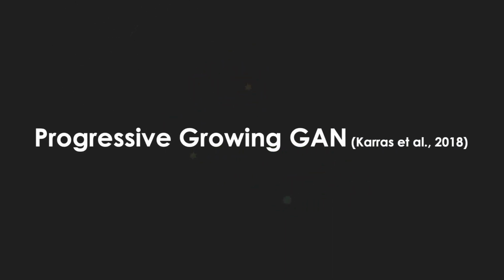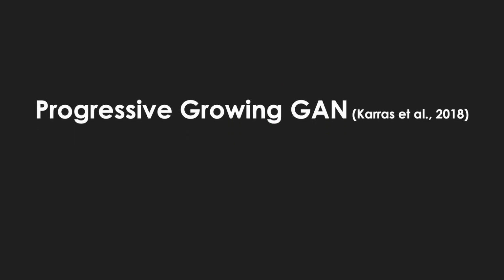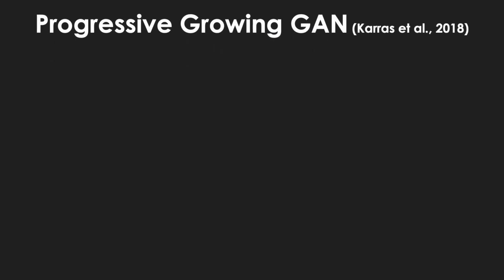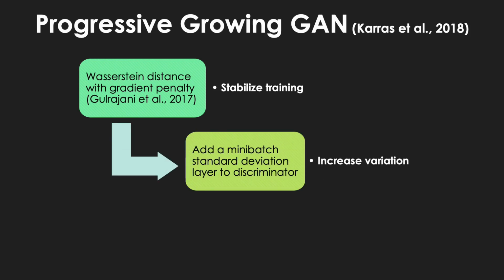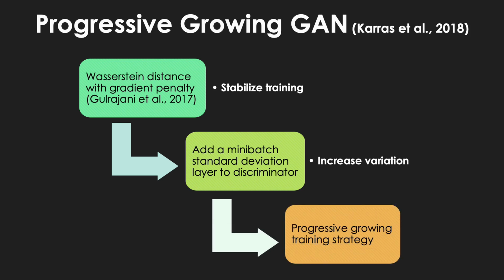Progressive growing GAN is thus proposed to conquer these problems. PGGAN achieves its best with three strategies. First, it adopts the proven optimal loss function for GANs, which is Wasserstein distance with gradient penalty, to stabilize the training process. Moreover, a mini-batch standard deviation layer is added towards the end of a discriminator, which increases the image variation. Last and most importantly, PGGAN employs a novel strategy to train a neural network, which is a progressive growing training strategy. As denoted here, the structure of the generator and the discriminator will be shown on the top and lower half of the screen, respectively.